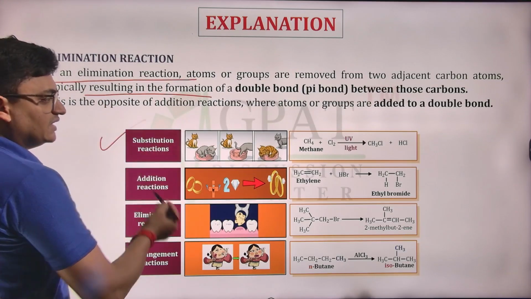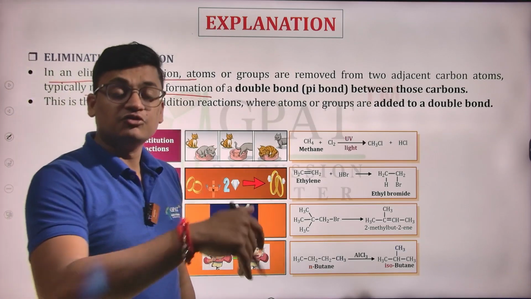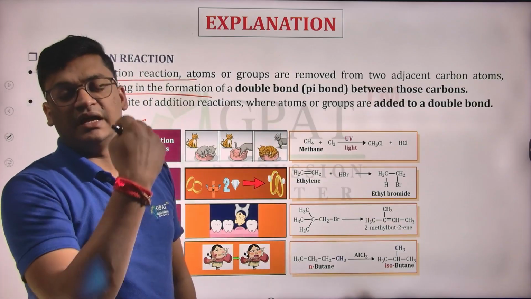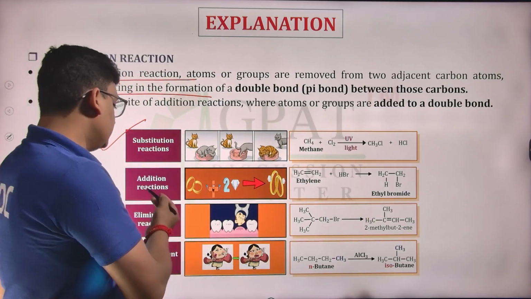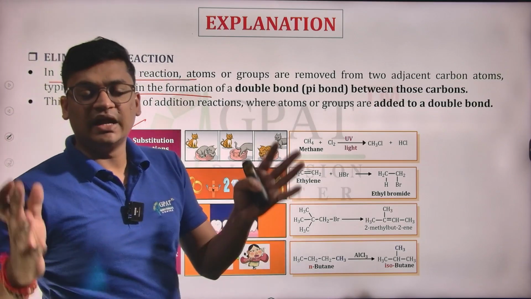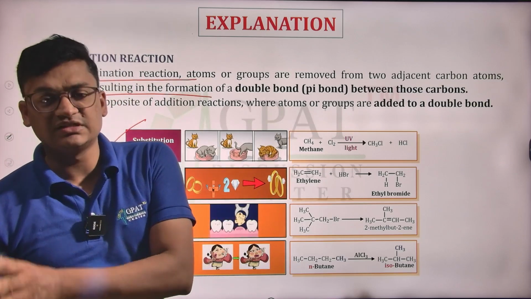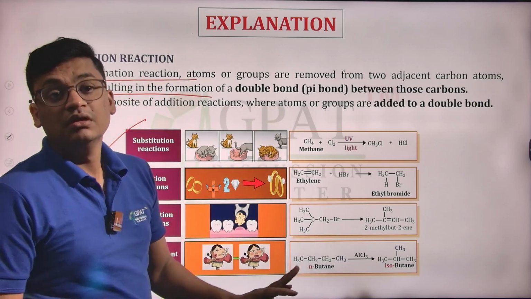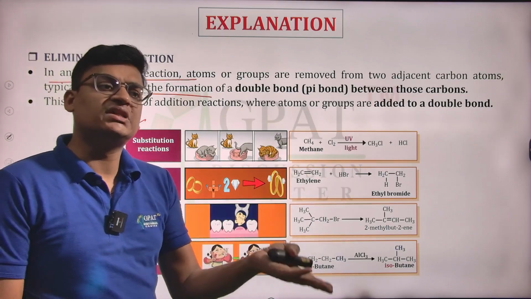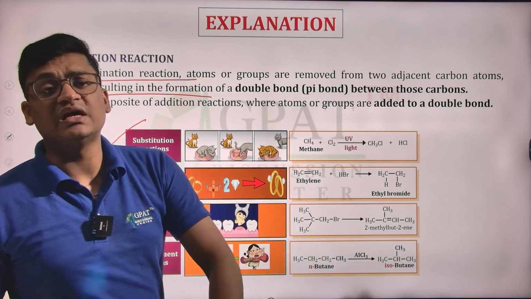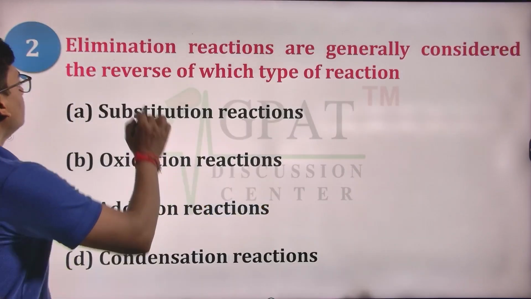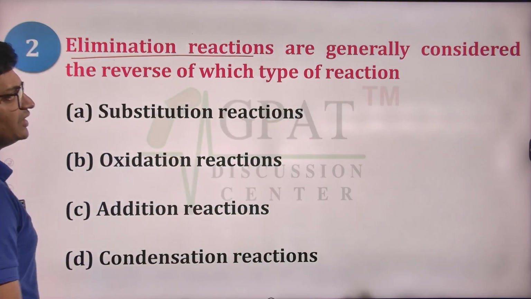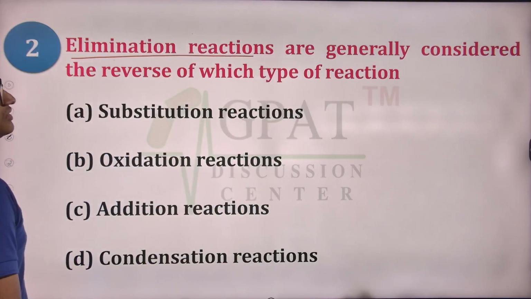In substitution, one group substitutes the already present group in the substrate, and that is known as substitution. In addition, we have two different compounds adding up to give a single separate product, that is an addition reaction. In elimination, we have removal of something, so you can also say that it's a complete reversal of the addition reaction.